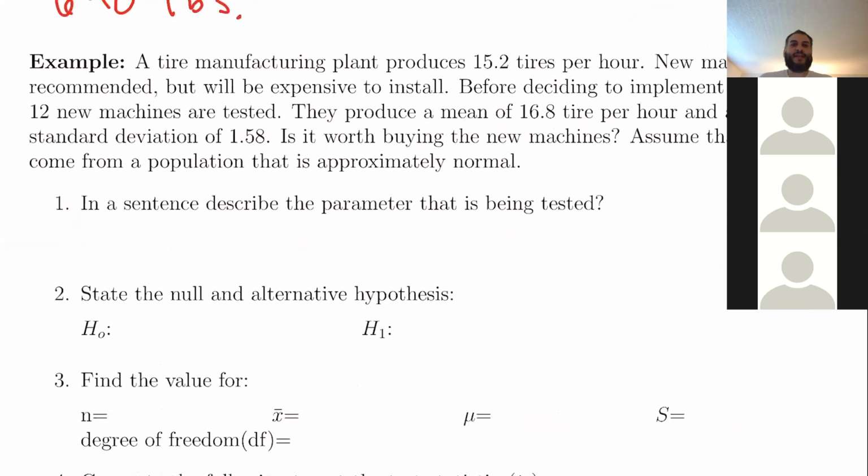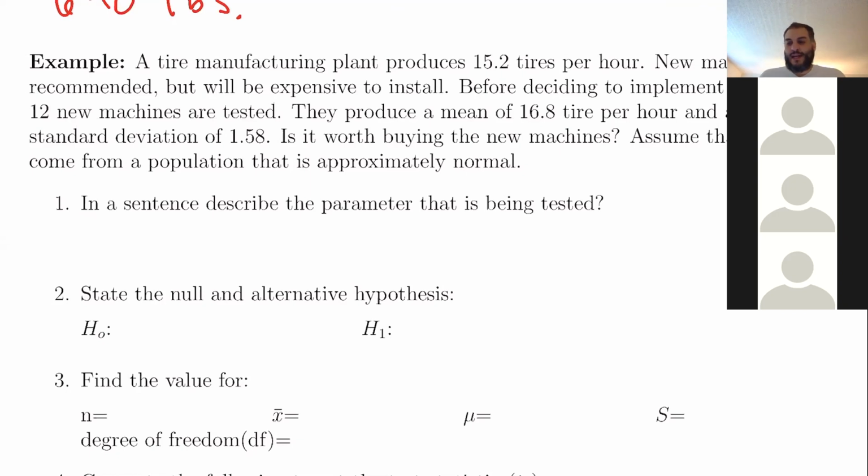So for this one, we have a tire manufacturing plant that processes 15.2 tires per hour. New machines are recommended, but will be expensive to install. Before deciding to implement the change, 12 new machines are tested. They produce a mean of 16.8 tires per hour and a sample standard deviation of 1.58. Is it worth buying the new machine? Assume the data come from a population that is approximately normal.